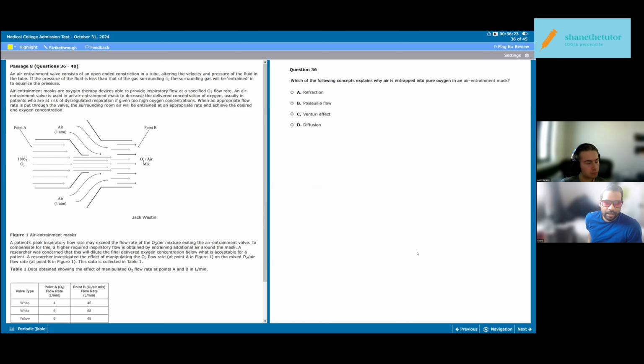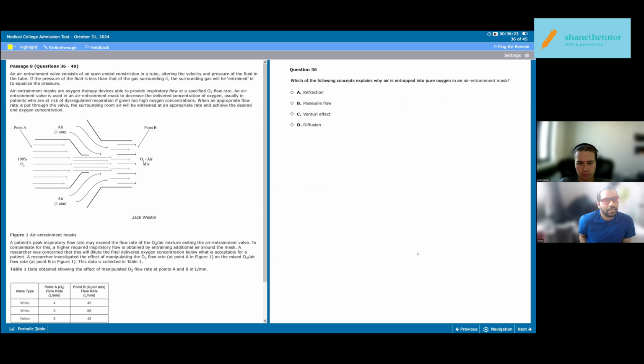So, what are they talking about here? They're basically talking about delivering oxygen to a person, but the way that they designed these, it's so not too much oxygen is given.